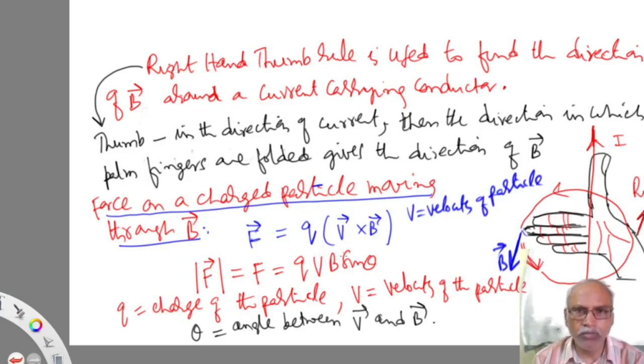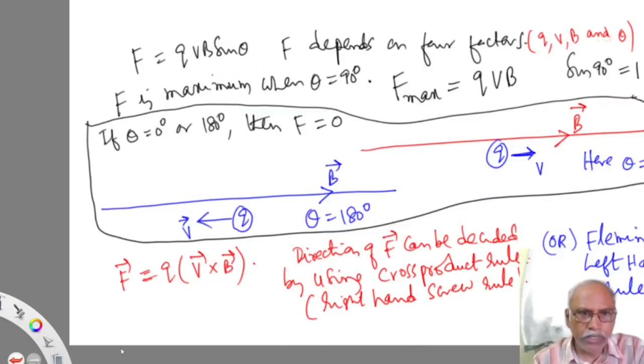is equal to Q into V bar cross B bar, and the direction of this force is perpendicular to the plane containing V and B. Cross product rule: you can decide the direction of force by the right-handed screw rule.